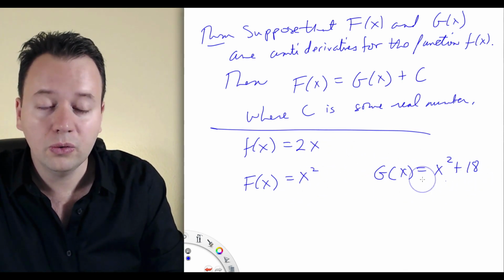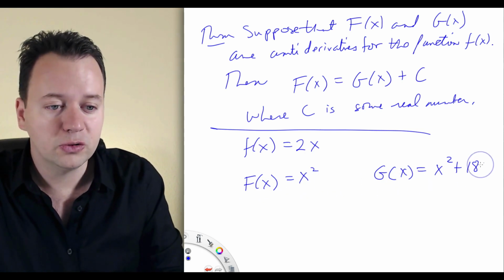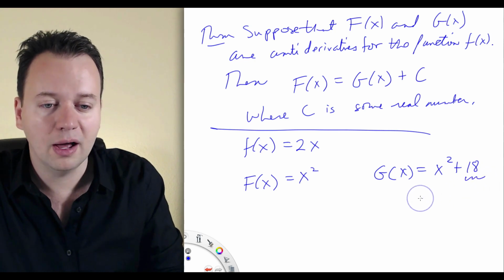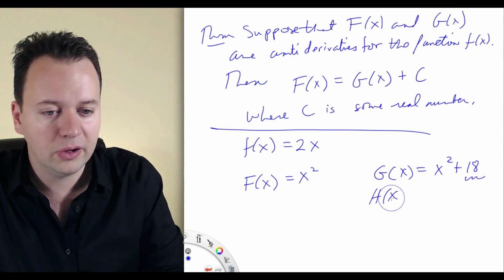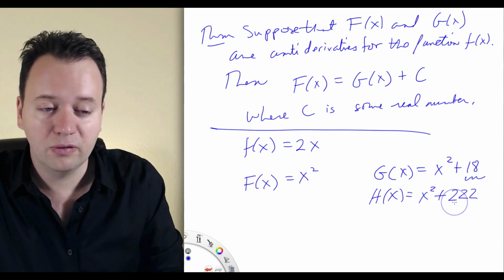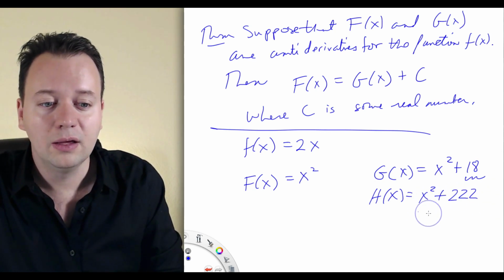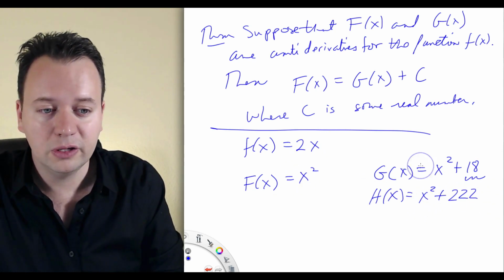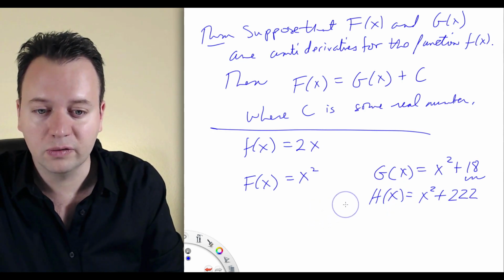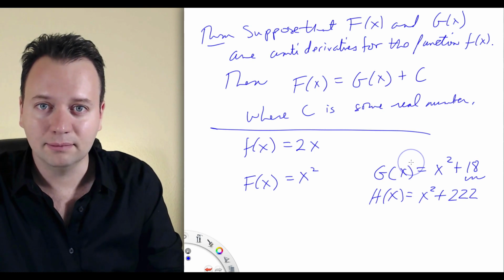Notice that the two different antiderivatives are different, but they're just related to each other by an additive constant. And maybe somebody else comes along and says that his antiderivative is x squared plus 222. Okay, well, the derivative of 222 is 0, so x squared plus 222, the derivative is still 2x. So these are all correct antiderivatives, and they're all related to each other by just an additive constant.